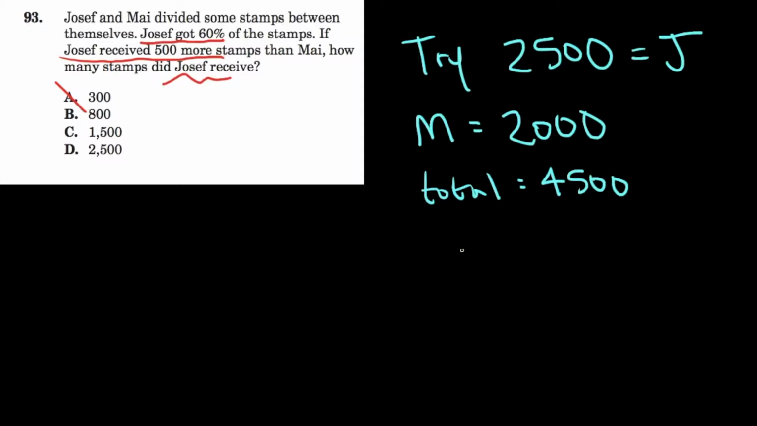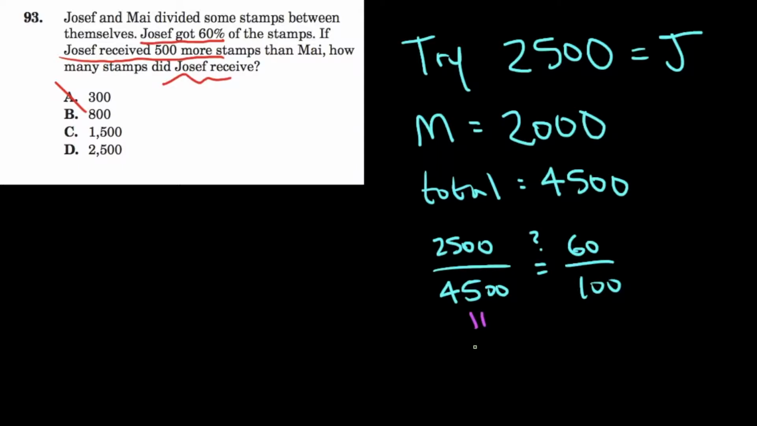So our question is, is Joseph's amount, 2,500, out of the total of 4,500, equivalent to 60%, and that's 60 out of 100? Well, I'm not sure just yet. Maybe we should reduce each of these fractions and see if we get the same value. So this first one, both the top and bottom end with 2 zeros. I can turn that into 25 out of 45. And then both are divisible by 5. So dividing by 5 on the top and bottom, we get 5 over 9. That is lowest terms.